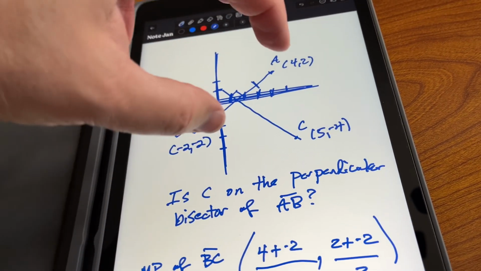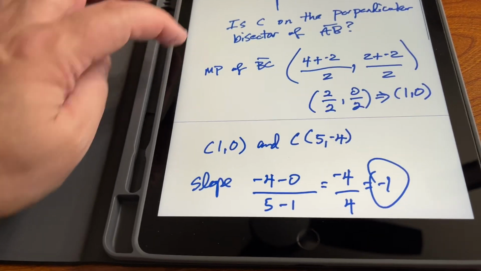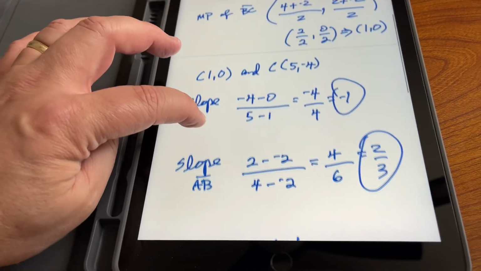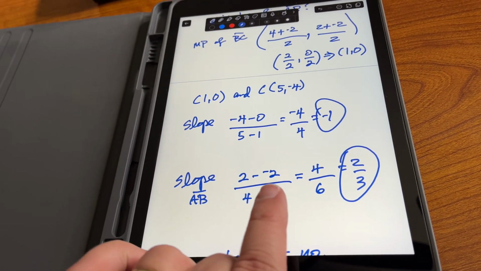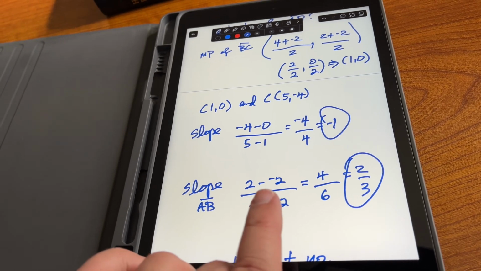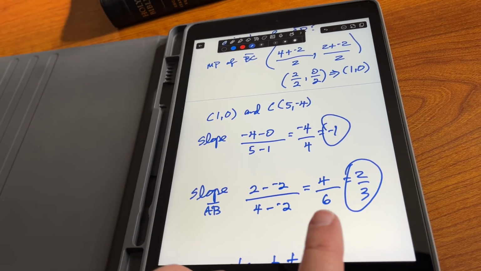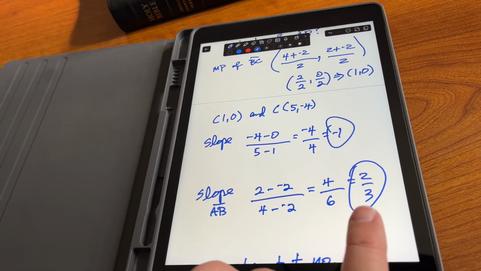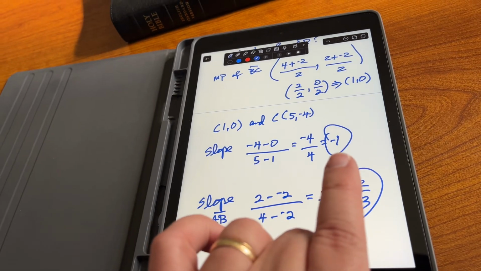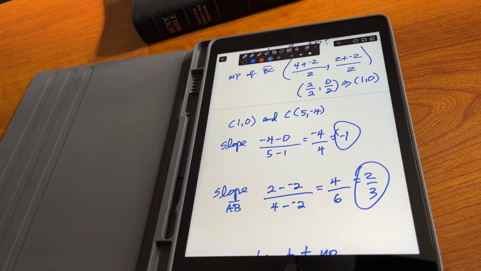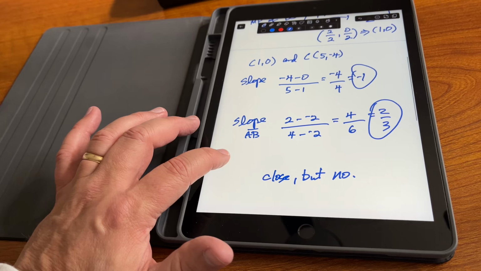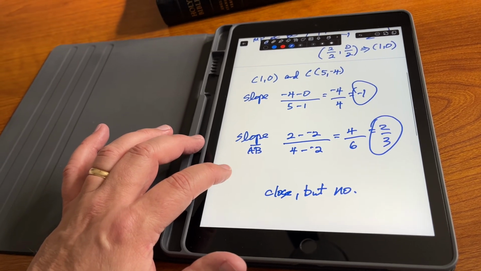Now I'm going to do this for the midpoint of AB. So if you do the slope of AB, that's 2 minus -2 on the top, so I'm subtracting the y's, and then subtract the x's on the bottom. You get 4 over 6, which is 2/3. So the question is, are those negative reciprocals? Well, they're not.